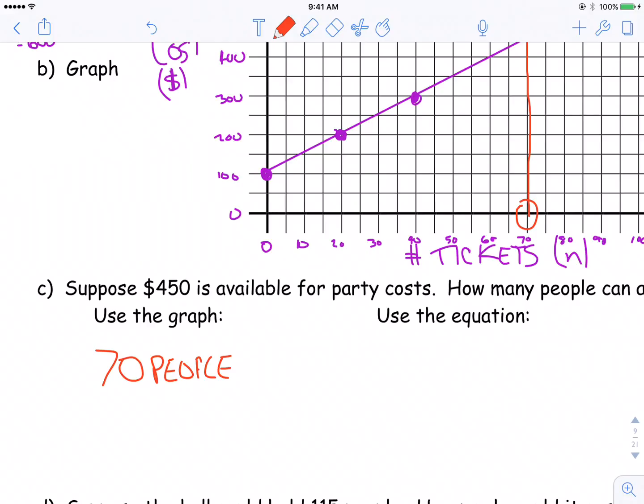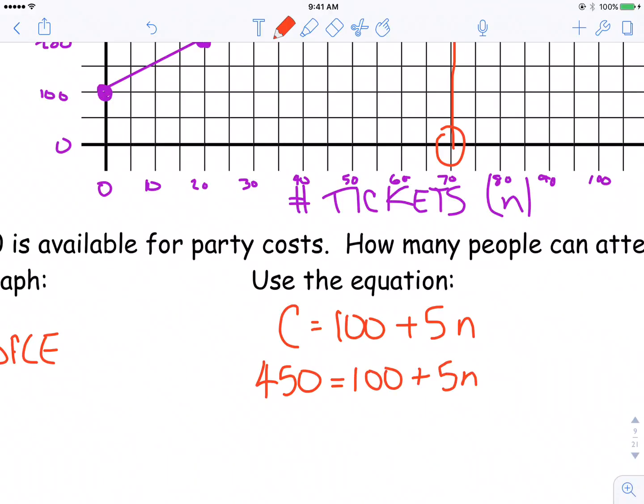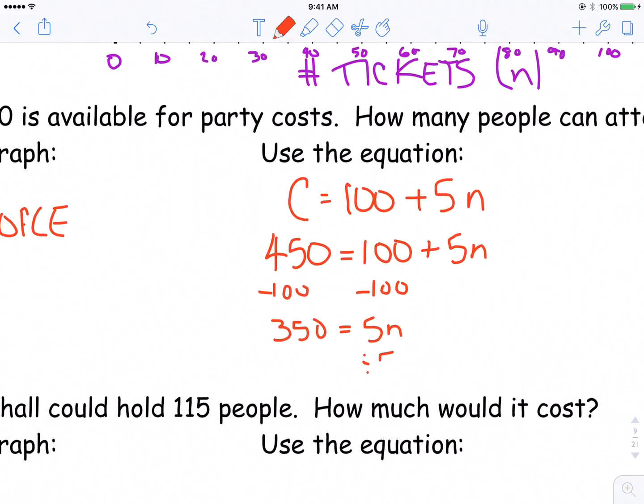would have to attend. Using the equation, I can say, well, if the cost is 100 plus 5 times the number of people that attend, or 5n, and I know my cost is $450, well, then I can work this equation backwards to find n. Subtract 100, subtract 100, that gives me 350 is equal to 5n. Divide by 5, divide by 5. That means that n is equal to 70. I still get to the same place.